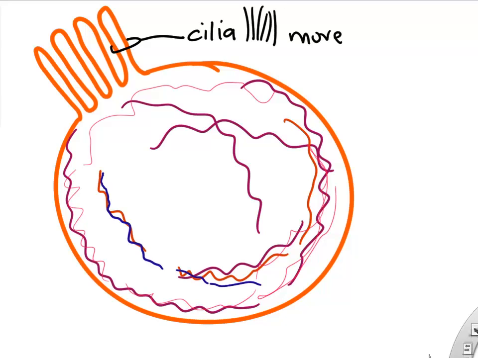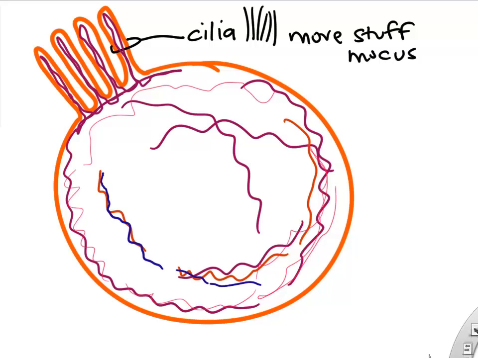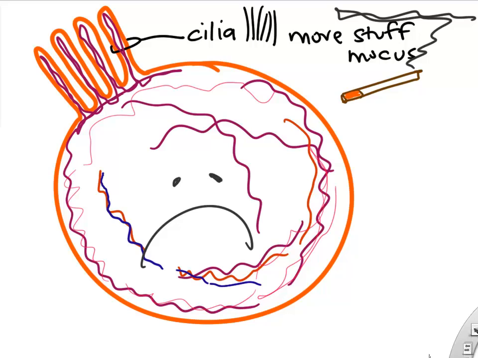We often see these, not often, but on certain specialized cells, we see these things called cilia. And they're these big projections which have cytoskeleton proteins inside of them that can help the cell move stuff like mucus. And if you smoke cigarettes, your little cilia will stop working.